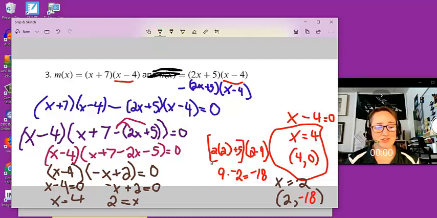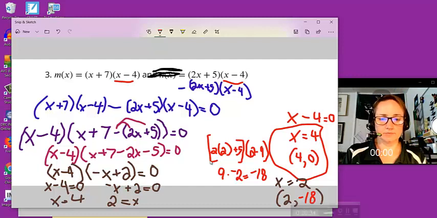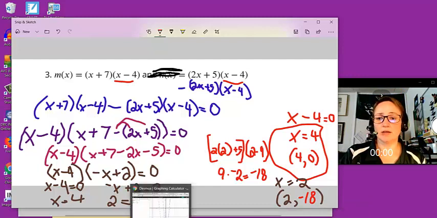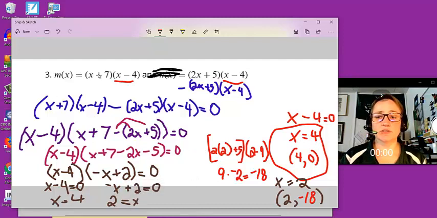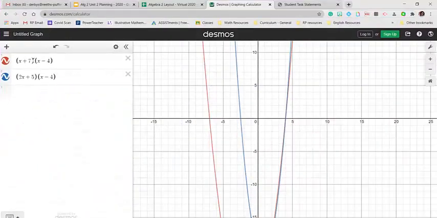If I wanted to check, I could use a graphing calculator, or I could use Desmos just to make sure that they are absolutely positively spot on correct. And in fact, I went ahead and did that just so I could really check in my Desmos. I'm going to call that up really quickly. I took my original two equations, x plus 7 times x minus 4, and 2x plus 5 times x minus 4. And I graphed them in Desmos just to see what they looked like. So here are those two equations. I have a red and a blue one.